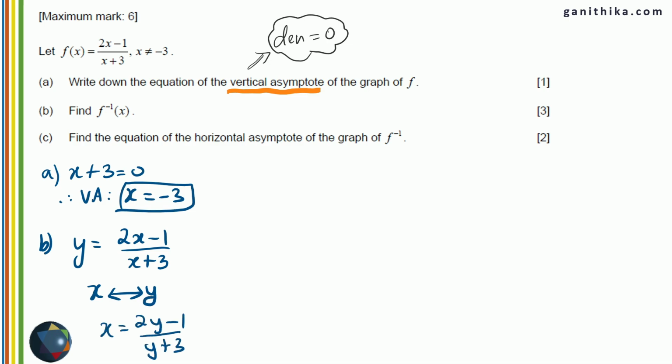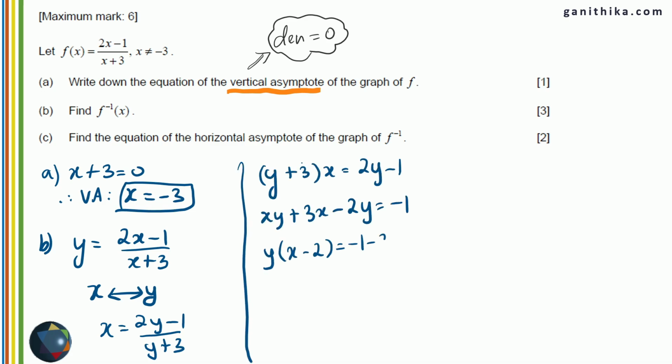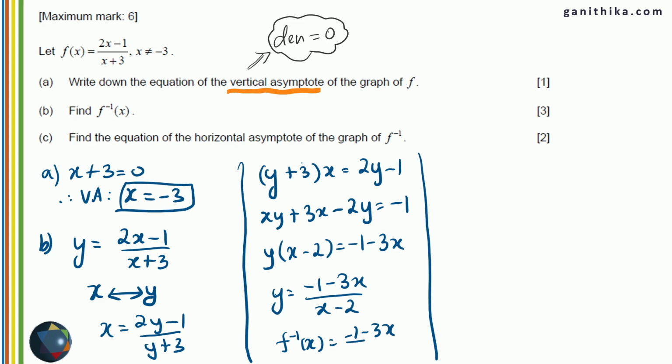Write it as x is equal to 2y minus 1 over y plus 3, and then solve for y here. I'm going to give it quickly here. You can solve it by yourself. Now you get y is equal to negative 1 minus 3x over x minus 2, but that will not give you the final mark. The final mark is given only when you change y to f inverse of x.